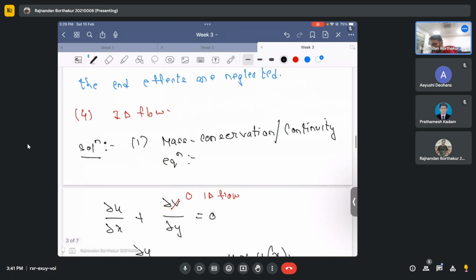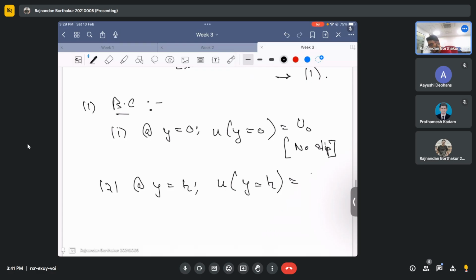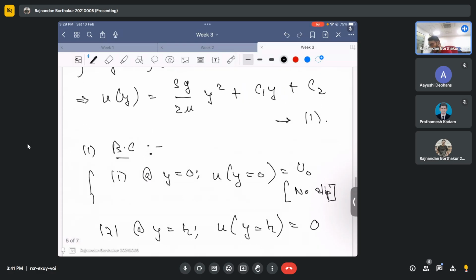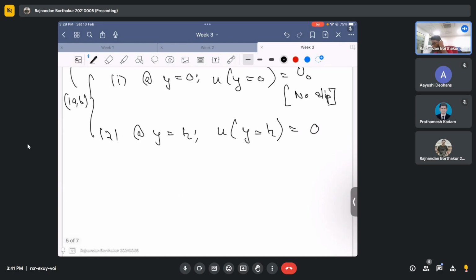Okay, so I hope this is clear. At y equal to h, this has to be equal to 0. So if we now apply these two boundary conditions, which are equation 1a and 1b, in equation 1, I will not solve the math here, because it's just repetition of what we did.